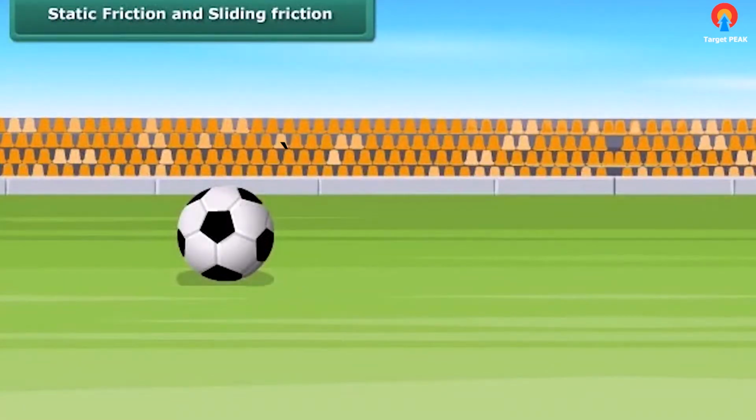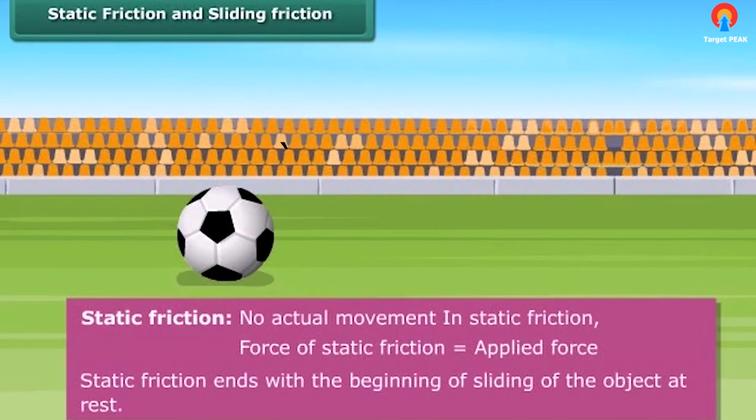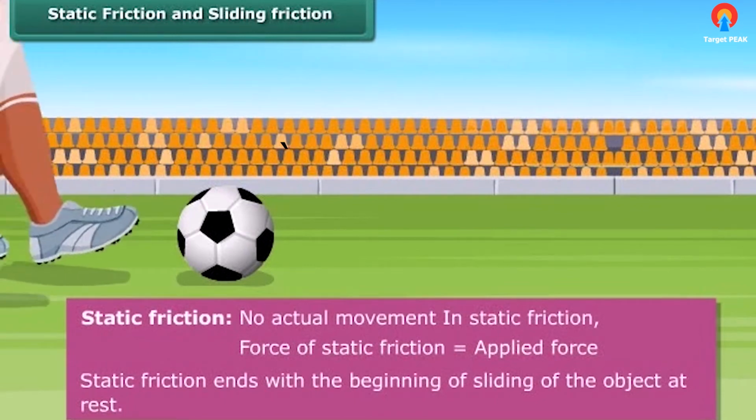The ball on the ground is at rest at this point. Static friction is acting on it. The frictional force that exists between the two surfaces so long as they are relatively at rest when an external force acts is called static friction. There is no actual movement of the body in static friction. In static friction, the force of static friction is equal to the applied force. Static friction ends with the beginning of sliding of the object at rest.